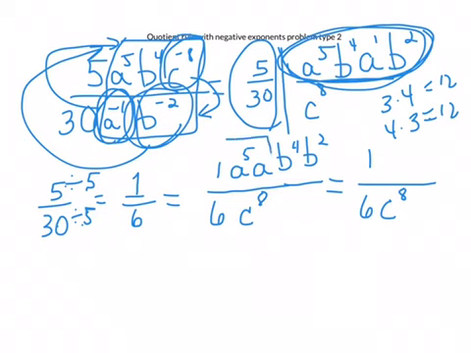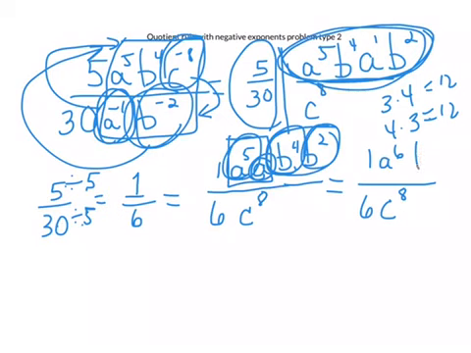So when we look at our a's, we have 1 a joining 5 a's. So altogether, we're going to have 6 a's. For the b's, we have 4 b's joining 2 b's. So I'm also going to have 6 b's altogether.